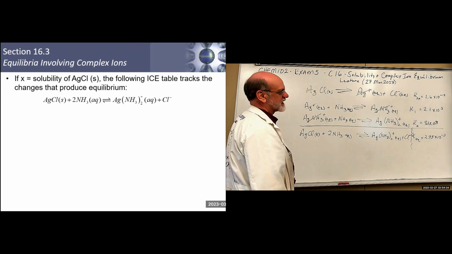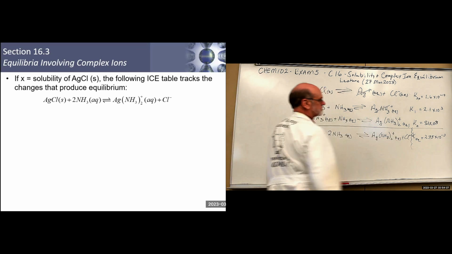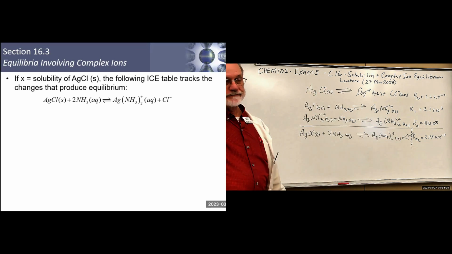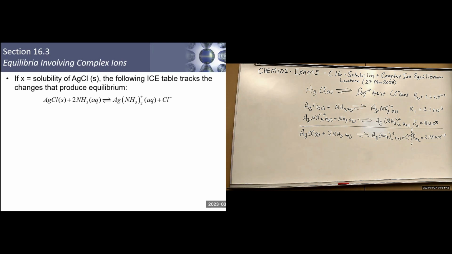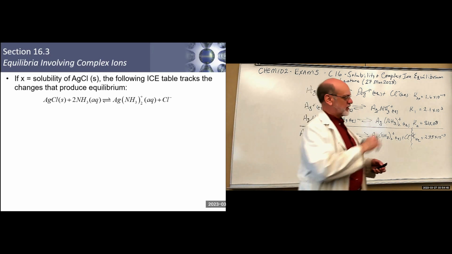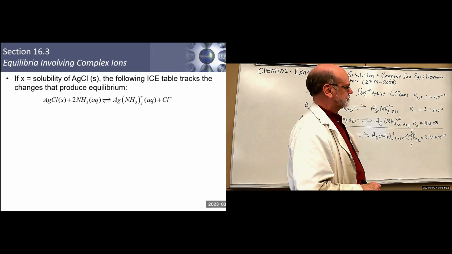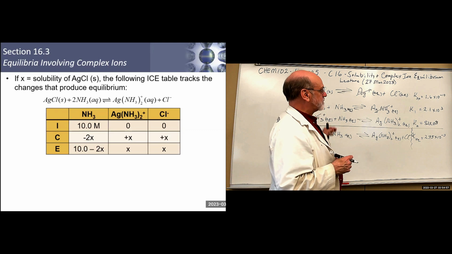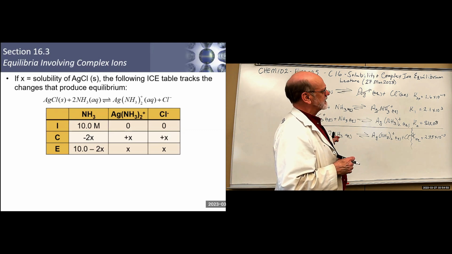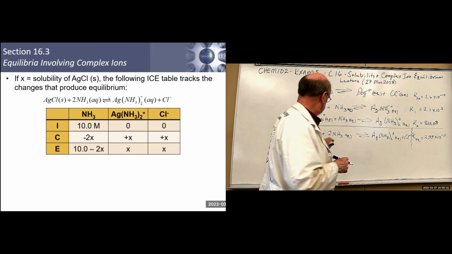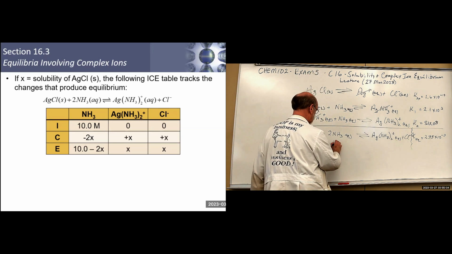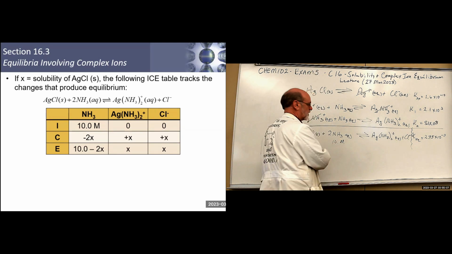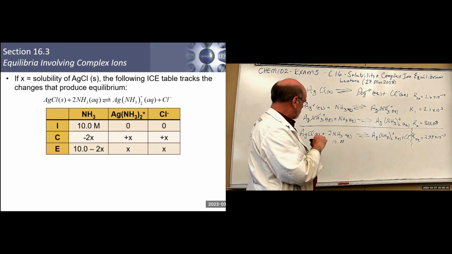So here's the ice table based upon this reaction. I'm going to let the slide do my talking for me, because we're going to do it again when we talk about the lab. So I'll save my writing till we do the lab. All right, so if we start off with 10 molar, they didn't tell us that, did they? 10 molar ammonia. So we're going to have 10 molar here. And we want to get more of that in solution.